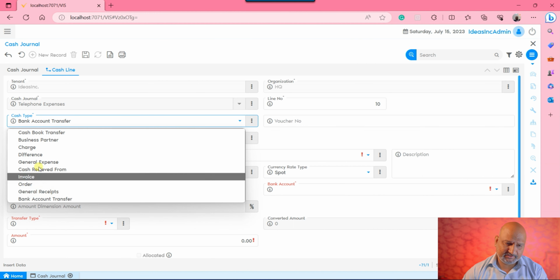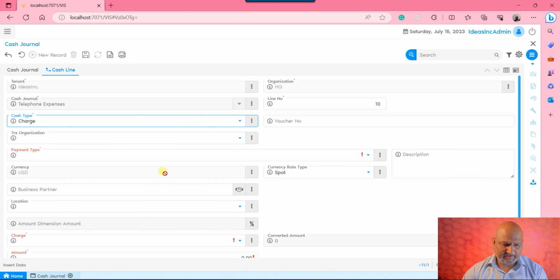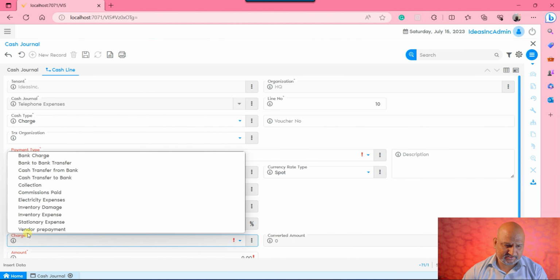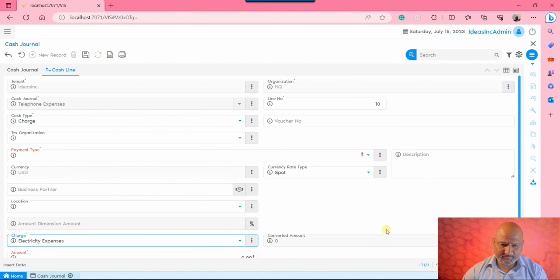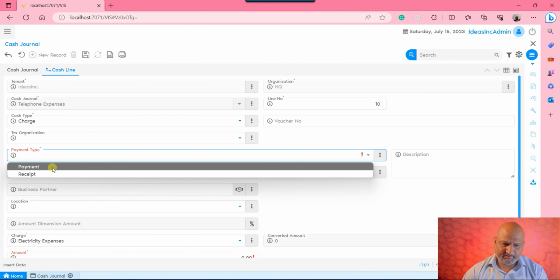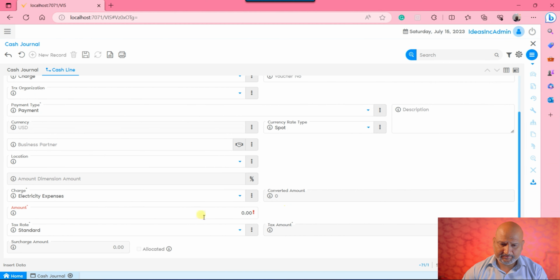I would say, okay, for the charges, my expenses basically, I would say electricity expenses I'm doing, and it is a payment, and it is $100. So I would be able to do so, and I will save. You can see the sign is changed to -100 since my payment is 100.